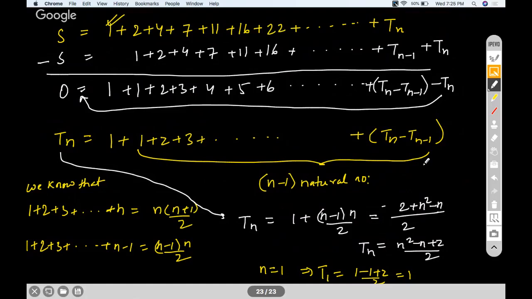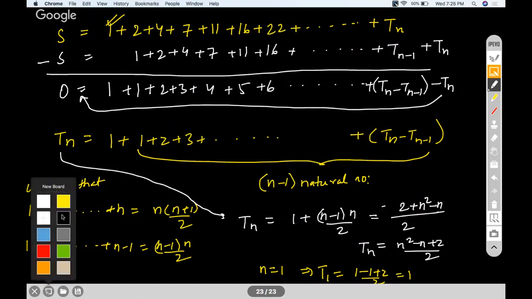Is that fine? Probably they're not going to ask such complicated questions. It's just a slightly more complicated version of writing the set builder form.